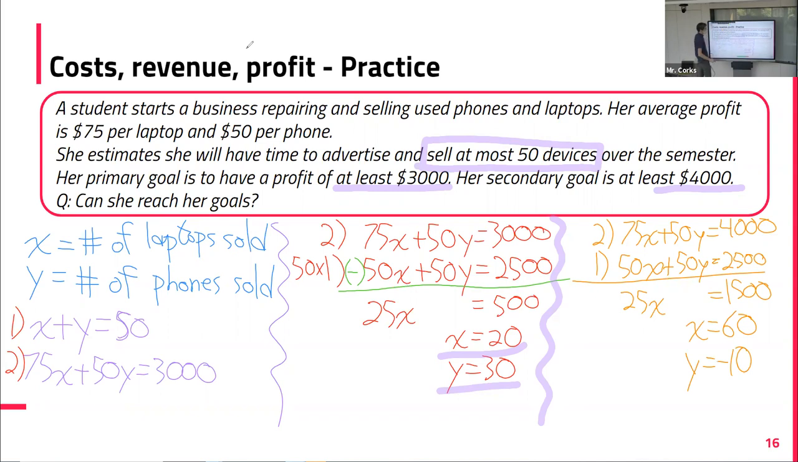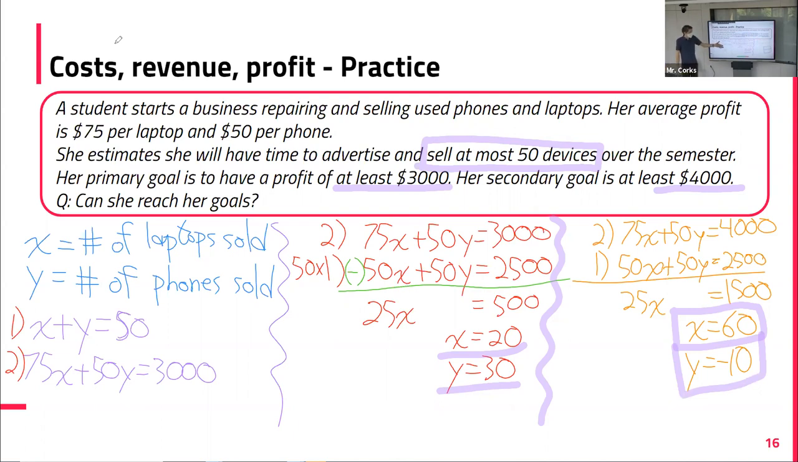Okay, so impossible seems like for two reasons. Or sorry, you tell me, why do you think this is not possible? Okay, so both of these variable values are telling us that this doesn't work. The x value, we would have to sell 60 laptops to make that much profit, and our scenario here is telling us that's not possible. This student just doesn't have enough time to sell that many things. Also, the second variable is saying we'd have to sell negative 10 phones. Selling negative 10 things doesn't make sense. That's not physically possible.